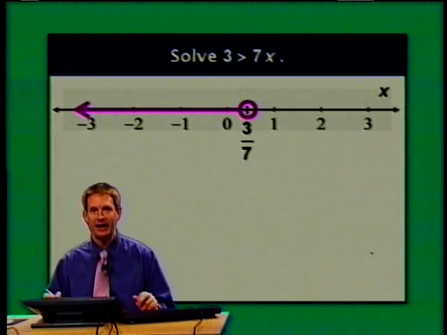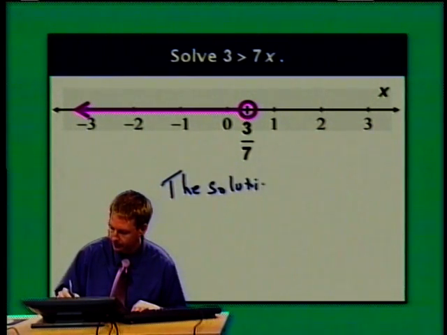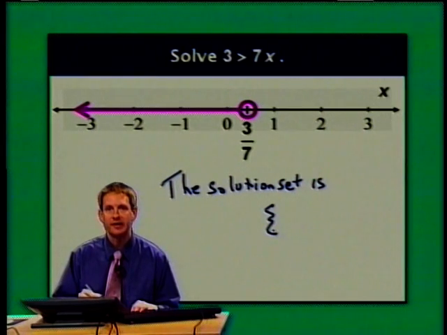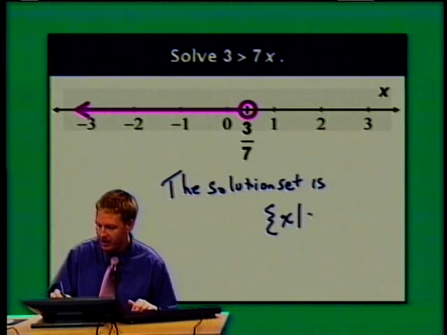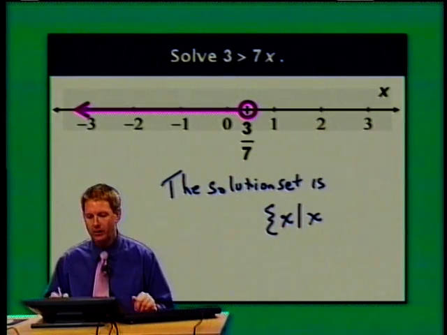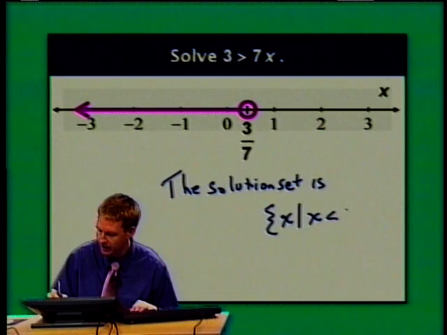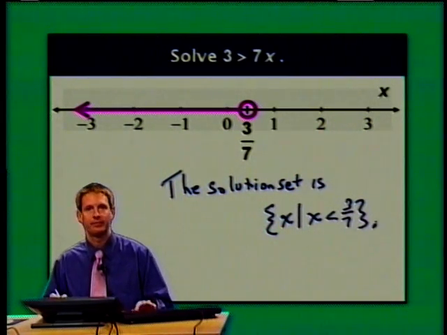Let's go ahead and state our solution set. The solution set is, I think I said I was going to use set builder notation this time, so it's the set of numbers x with the property that, I'm going to go ahead and write x down first, and looking at my number line, I see that x is to the left of 3/7, so it's the set of numbers x such that x is less than 3/7.